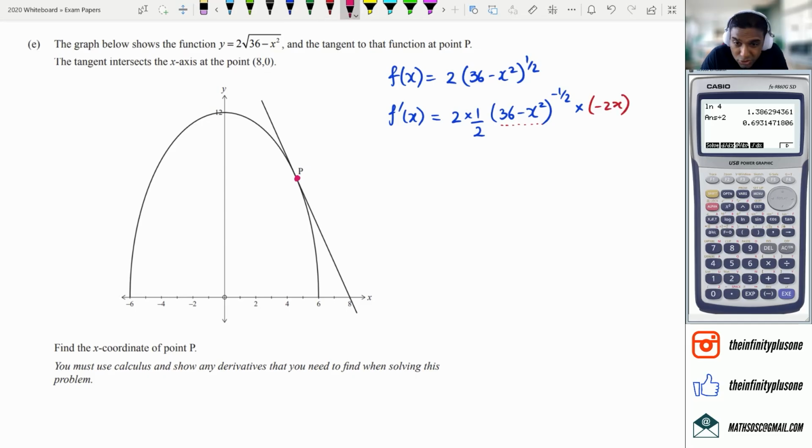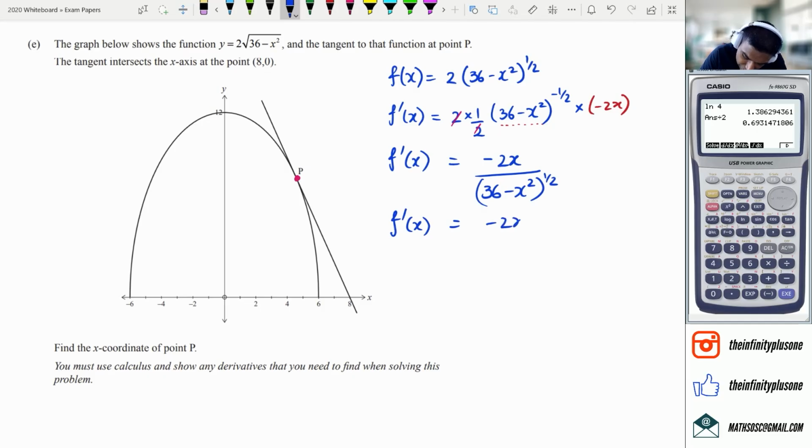When I do this, it's a good idea in this case to start simplifying some of these terms. So 2 and a half kind of disappear, and what I'm left with is f dash of x equals minus 2x, and in the denominator, I'm going to get 36 minus x squared to the power of positive half. And of course, that could be rewritten as negative 2x over the square root of 36 minus x squared. So this is the gradient function of that parabola that we have got. All right, well, it's not really a parabola, whatever that function is.